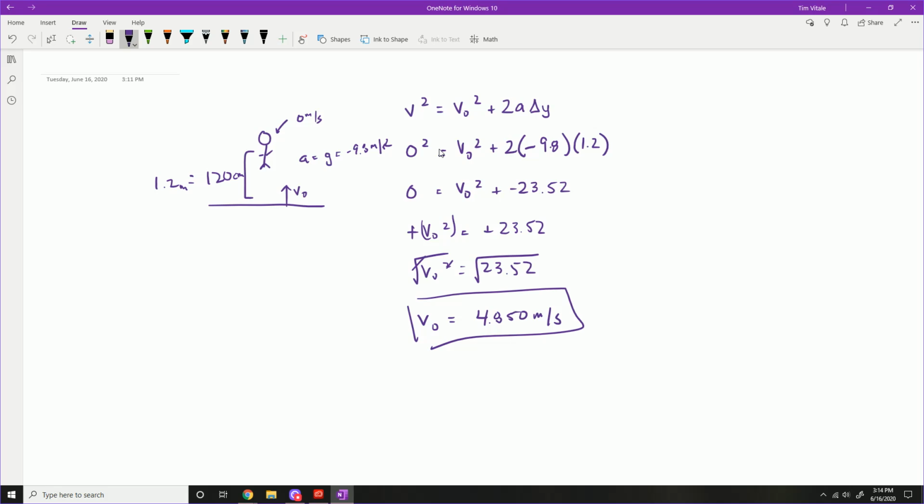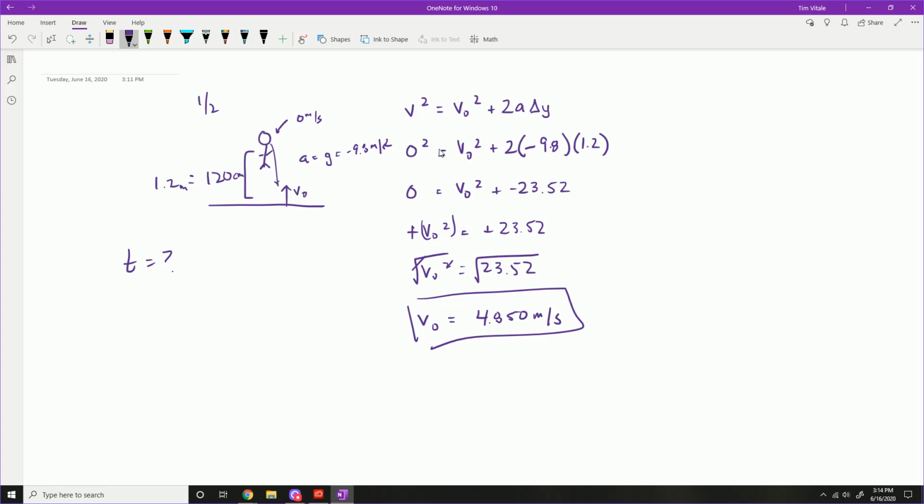Now the next question is, how long do they stay in the air for? So in order to figure that out, we have to understand one thing about this scenario that we first did, where the initial is him leaving the ground, the final is him at the top. That is just 1/2 of the whole scenario, because the rest of it is him coming back down.